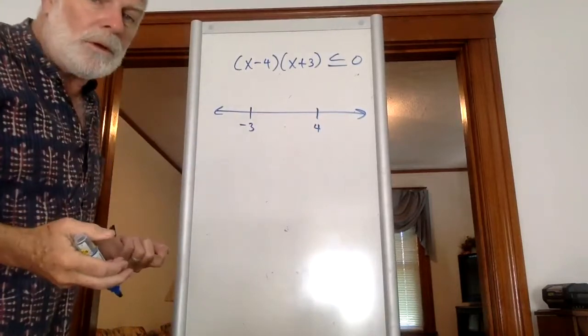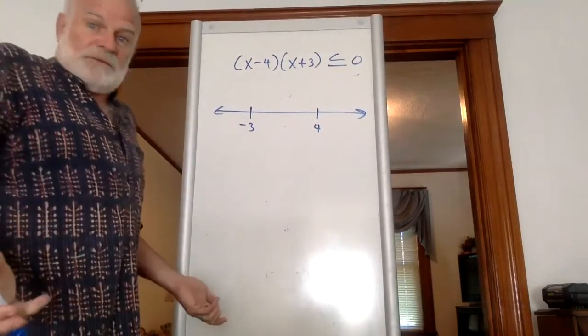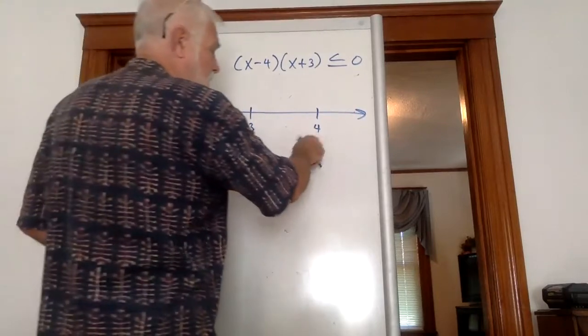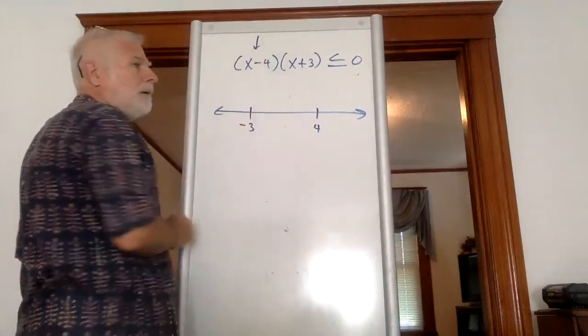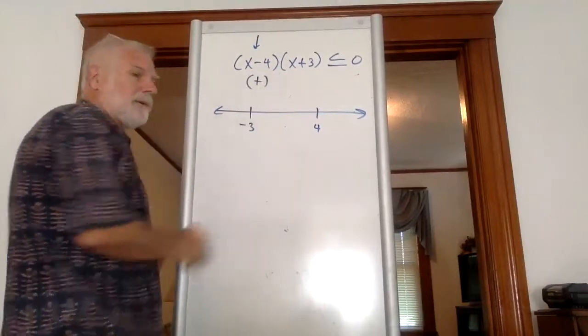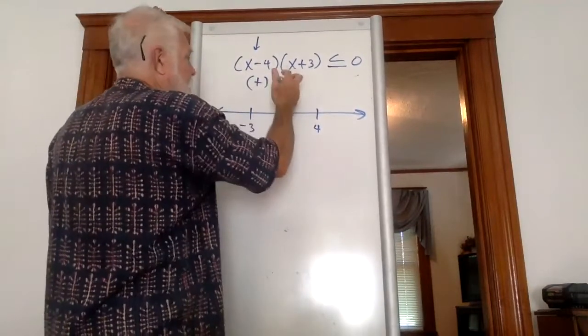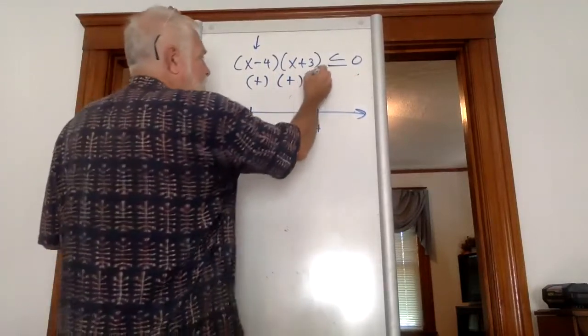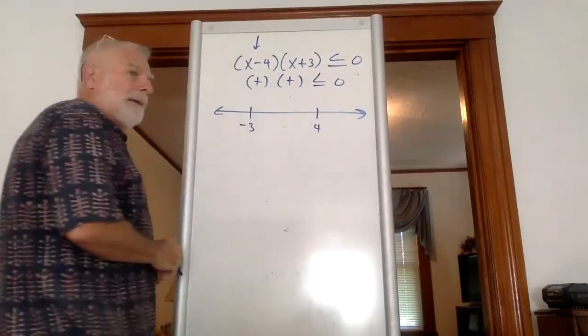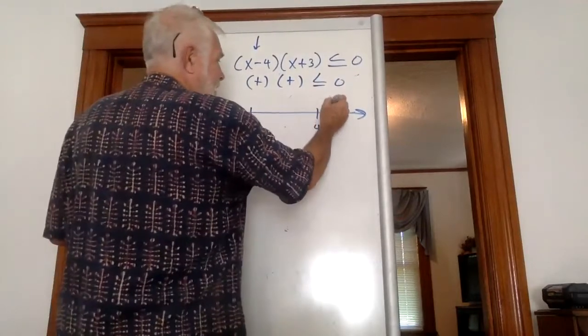What are we going to do? Let's check some numbers, see if they work. Can you think of a number bigger than 4? How about a billion? If I put a billion in here, I think I get a positive outcome. Is a positive times a positive less than or equal to 0? I don't think so. False.